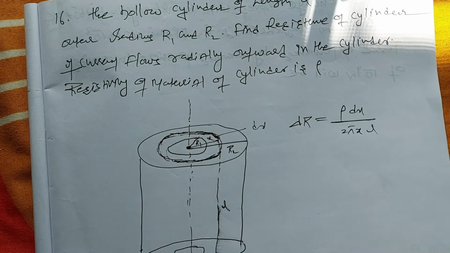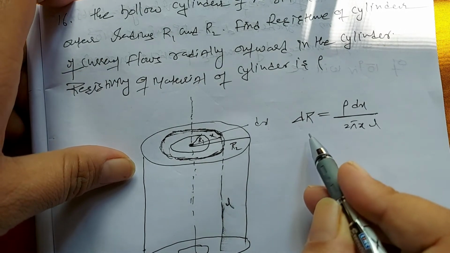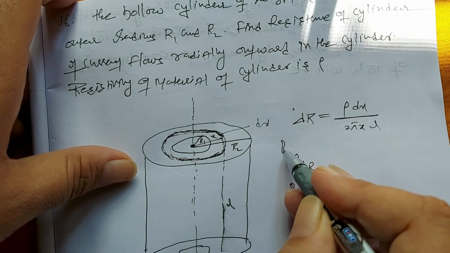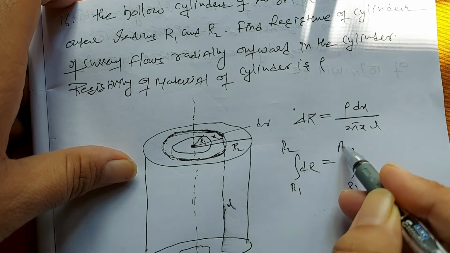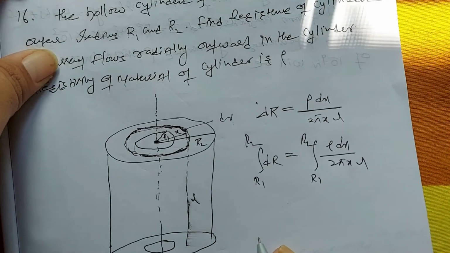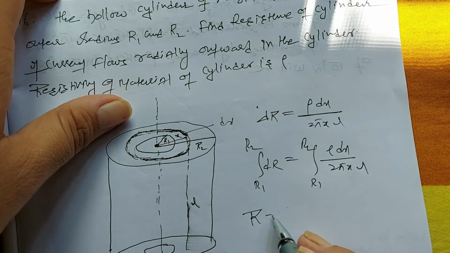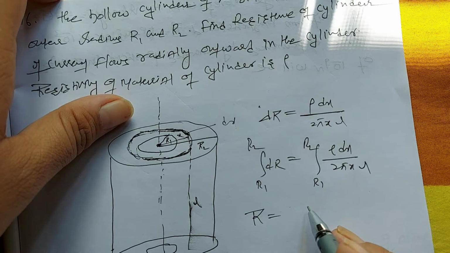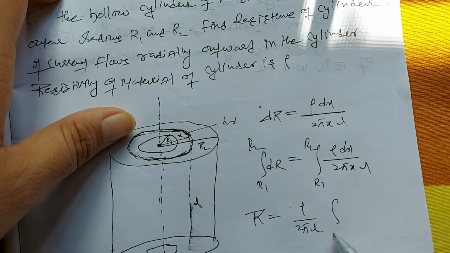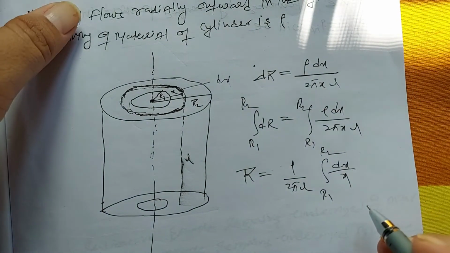To find out the resistance of the cylinder, we have to integrate this dR from R1 to R2. R is equal to the integral from R1 to R2 of rho dx divided by 2 pi xL. Now, rho by 2 pi L is constant here, so in the integration from R1 to R2, we have to write dx by x.